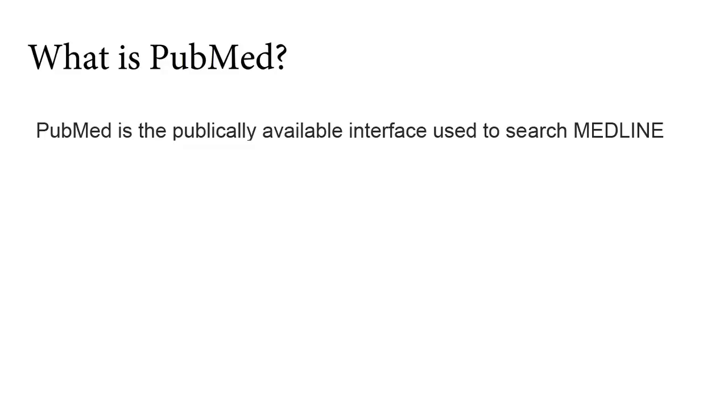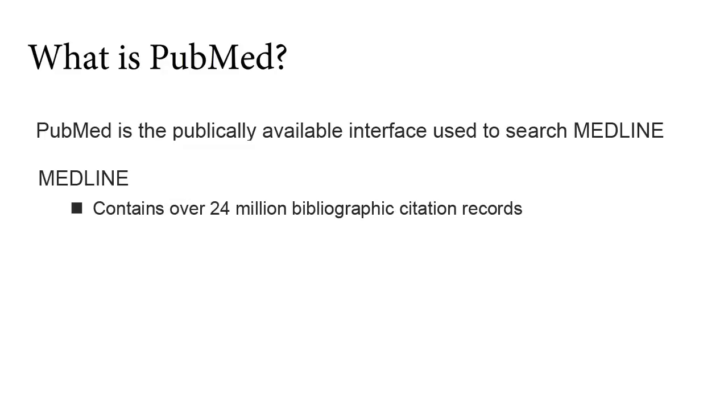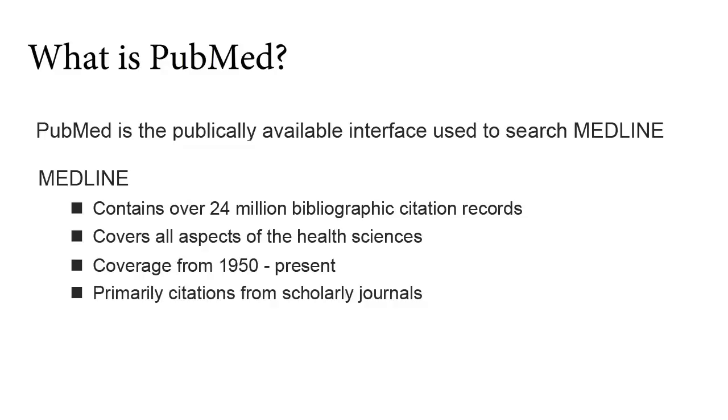What is PubMed? PubMed is the publicly available interface used to search the journal article index called Medline. Medline is one of the most often used journal article indexes in the health sciences. Medline contains over 24 million citations and covers all aspects of the health sciences, including clinical medicine, public health, nursing, and allied health. Coverage goes back to around 1950 and contains citations primarily from scholarly journals.